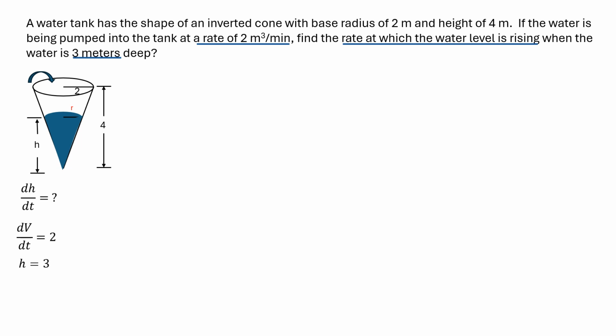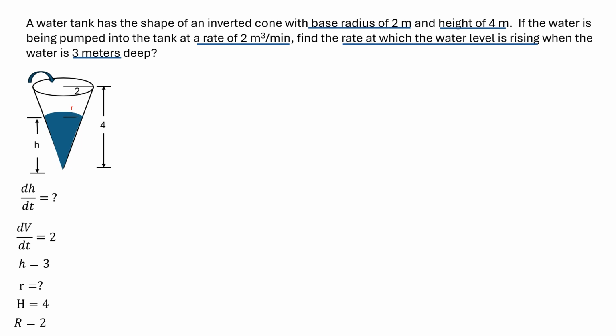When the height is 3, there is also a corresponding value for r, the radius of the surface of the water, but we don't know that yet, so we are just going to write that as r. It also mentioned, of course, that the height of the tank is 4 meters and the radius of the tank is 2 meters. So we are going to write uppercase H as the height of the tank and uppercase R as the radius of the tank.